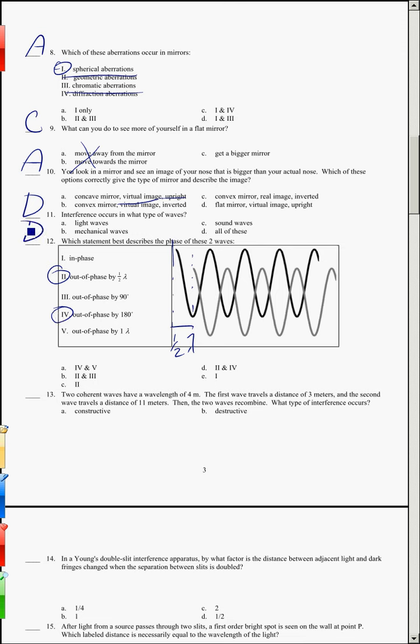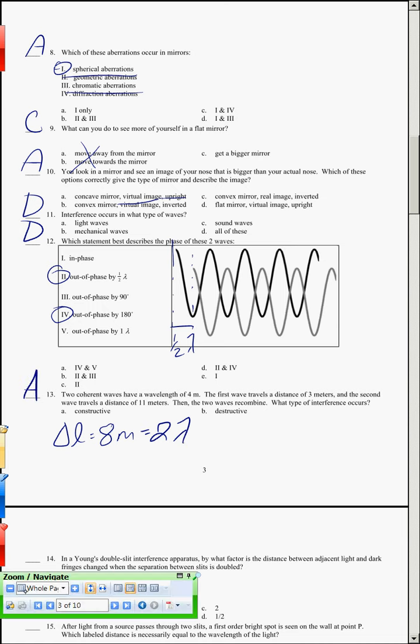Two coherent waves have a wavelength of 4 meters. The first wave travels a distance of 3 meters, and the second travels 11 meters. That means that my path length difference is 11 minus 3, or 8 meters. And that's equal to 2 wavelengths. That means that I'm going to have constructive interference. So the answer is A for number 13.